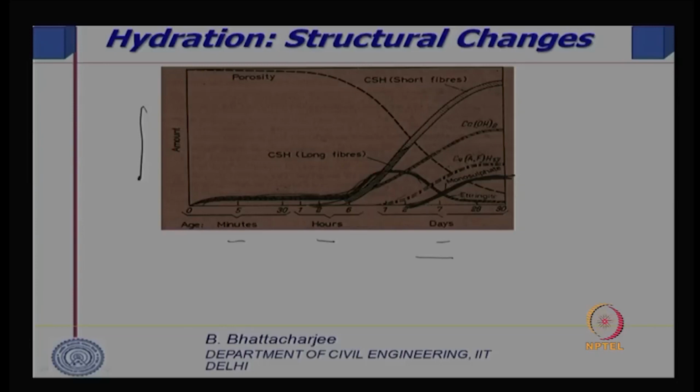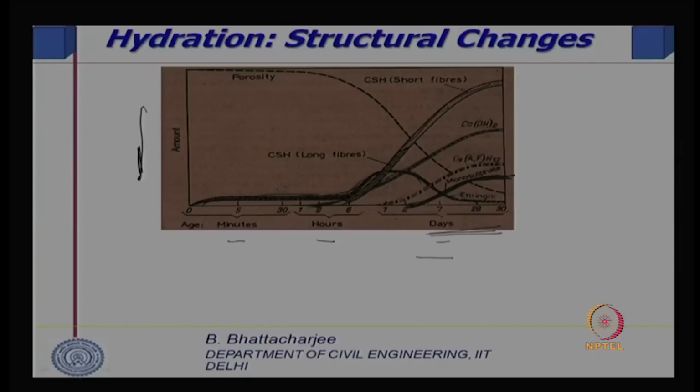CSH starts forming from about 6 to 7 hours. So, it starts filling after some period of time, and then CSH would be produced in this manner. Different types of structural changes occur, from long fibers to short fibers, and calcium hydroxide is also produced. This axis is volume or amount, and you can see calcium hydroxide quantity increases with time as the hydration progresses.